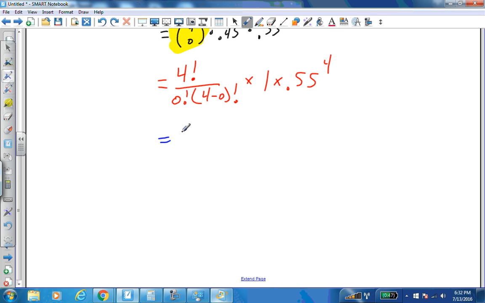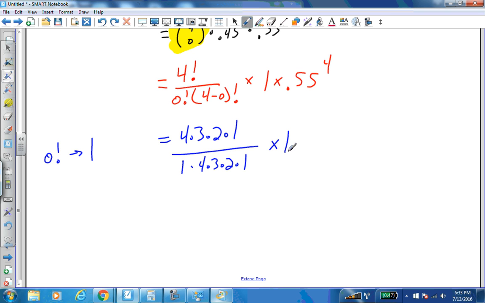So 4 factorial, that means 4 times 3 times 2 times 1. 0 factorial, by definition, is 1. 4 minus 0, that's 4 factorial, so 4 times 3 times 2 times 1 times 1 times 0.55 to the 4th. We'll notice we have some common factors that we can cancel out. All those cancel, that leaves us 1 times 1 times 0.55 to the 4th.